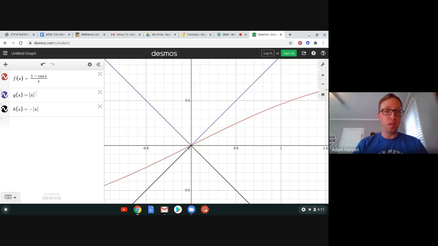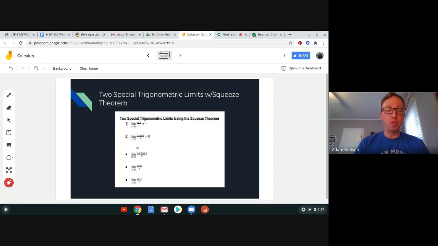I can plug in 0 to this function and get 0. I can plug in 0 to this function and get 0. So according to the squeeze theorem, wouldn't the one in the middle have to have a limit that's defined to be equal to 0 as well? And that's the case. The limit as x approaches 0 of 1 minus cosine x divided by x would be equal to 0.